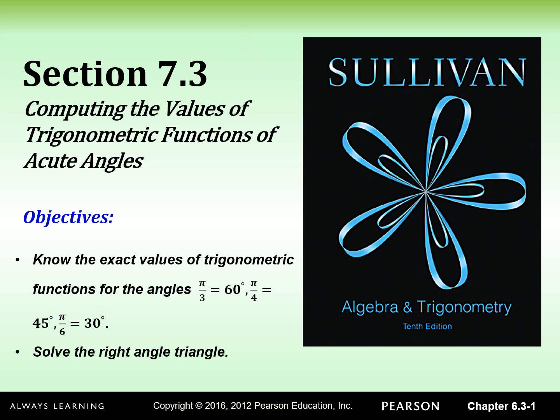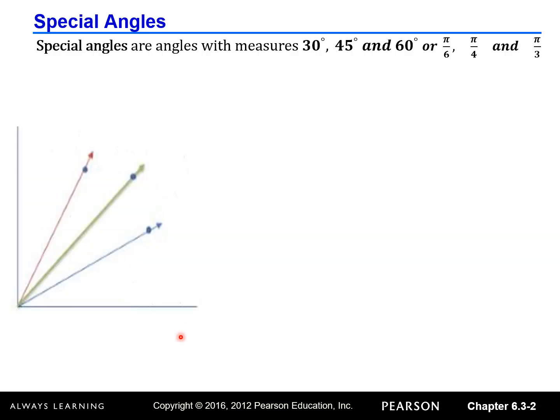In this video, we will explore section 7.3. Since this section is about computing the values of trigonometric functions of acute angles, those angles whose measure is less than 90 degrees, let us start a discussion about special angles. The angles 30 degrees, 45 degrees, and 60 degrees are called special angles because they have simple and exact trigonometric values that can be easily derived without a calculator.